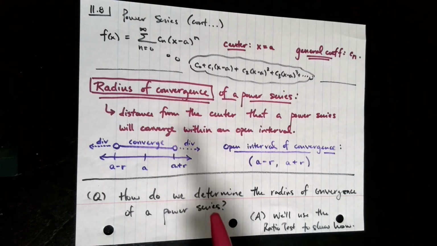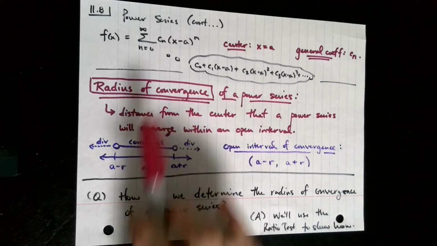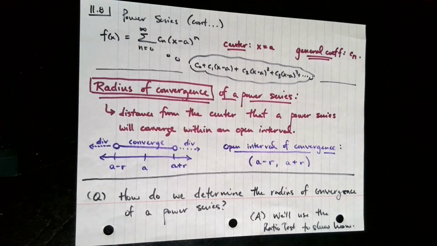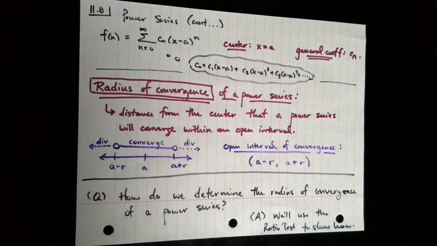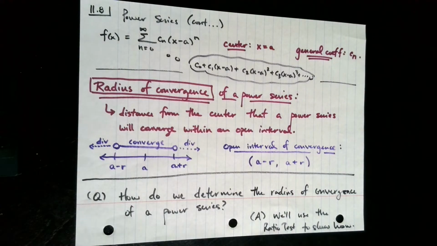Because if I'm looking at a power series, and say I even know what its constants are, well then how can I determine precisely the values for which the power series must converge? How can I determine the width of this open interval on which the power series would converge? Well, in fact, we're going to use the ratio test to show how.